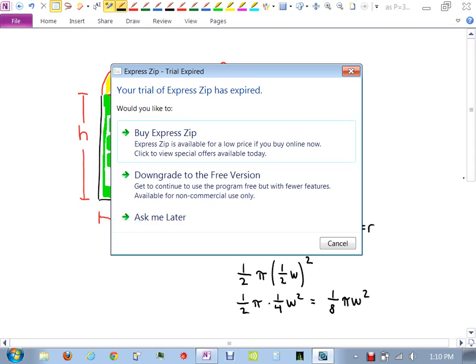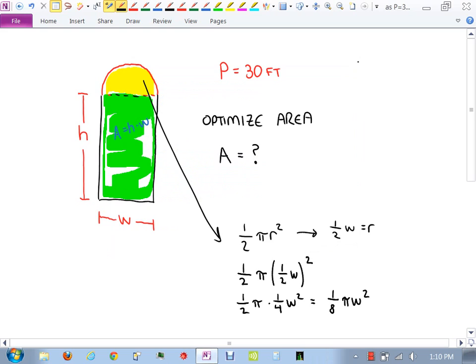What the hell? What? I don't remember ever trying ExpressZip.